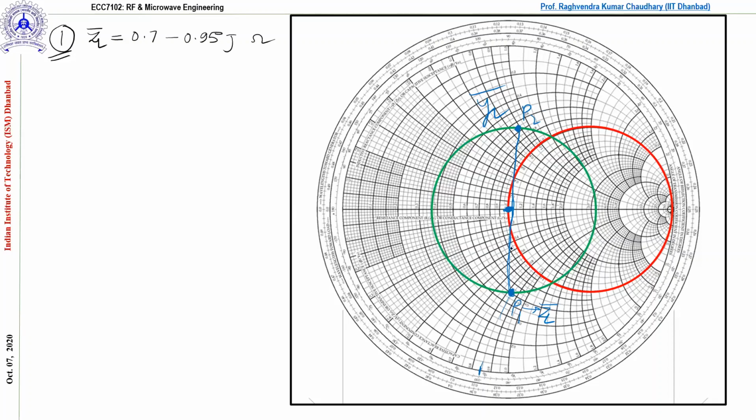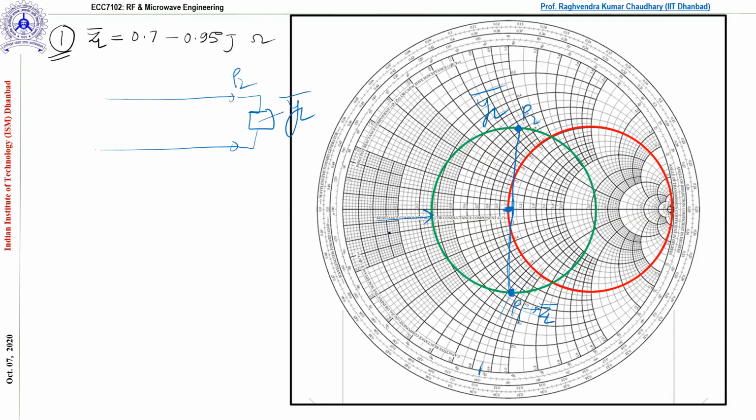So please try to do it now. This is the point P2. This is actually the load location. This is the load location P2. I'm marking P2 here. This is the load location, and right now this is YL bar. Now what we need to do, because this is a constant gamma circle, how will we design the constant gamma circle?